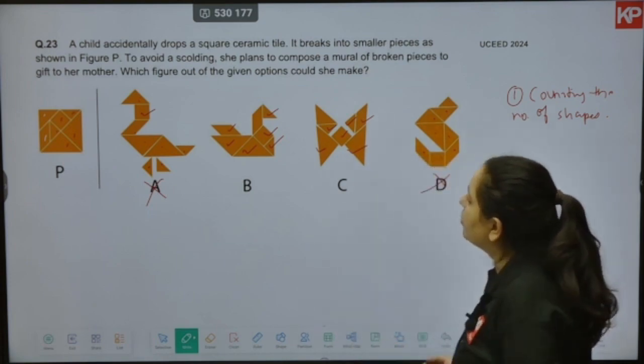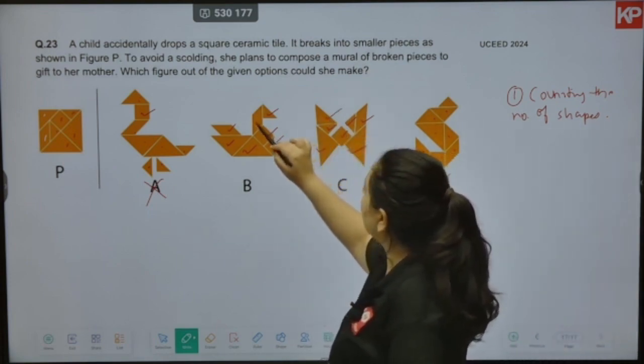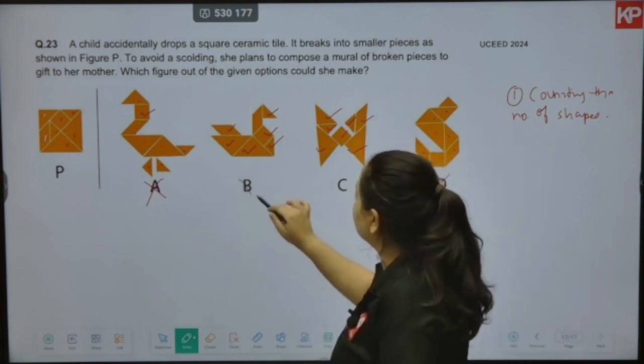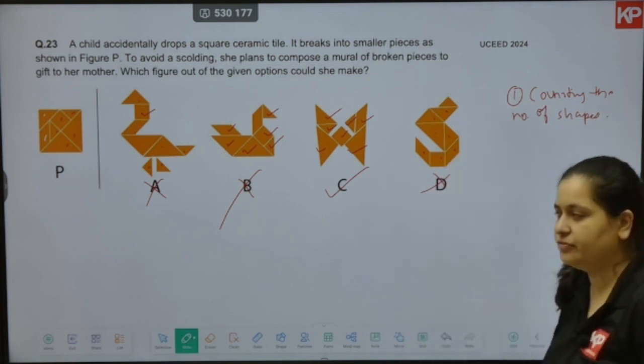Yes, let's check for a medium sized triangle. We have it here, but we do not have it over here. Instead of that, we have a parallelogram. So B has also been eliminated and C is the correct option for us.